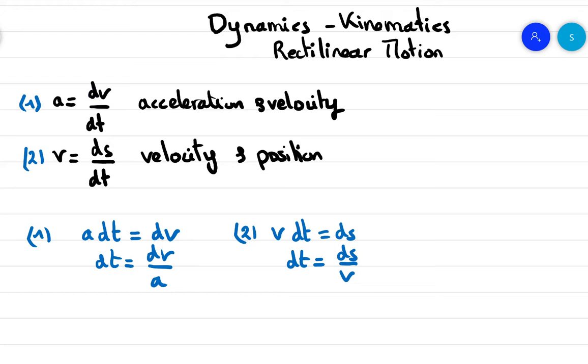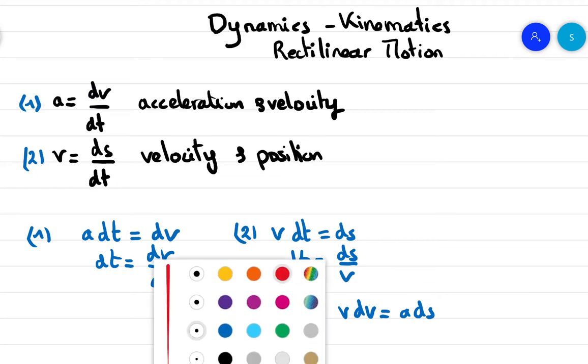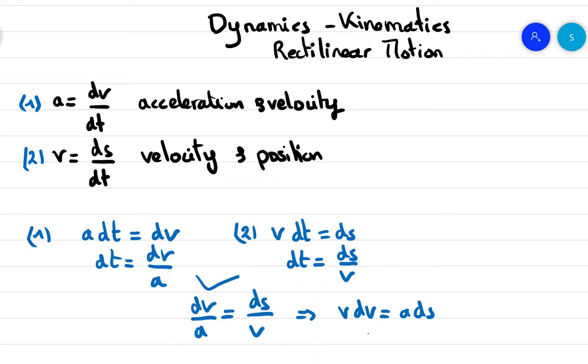Okay. Now I will merge those two equations. dt equals dt. So dv divided by the acceleration is equal to ds divided by the velocity, right? And one last step, I will switch v on the left and a on the right. So we have v dv equals a ds. There we go. That's how you get the relation. Now we have the relation.